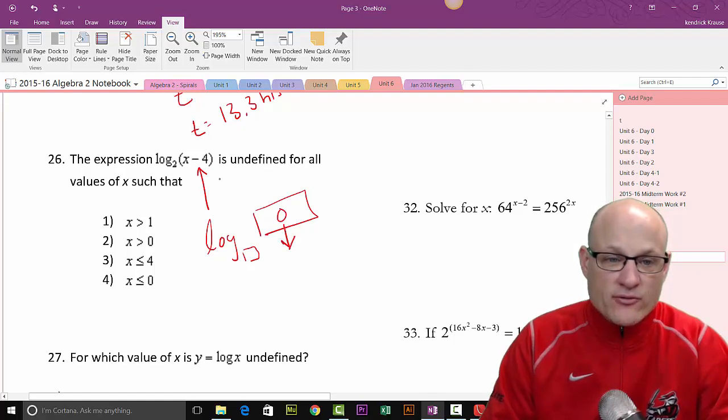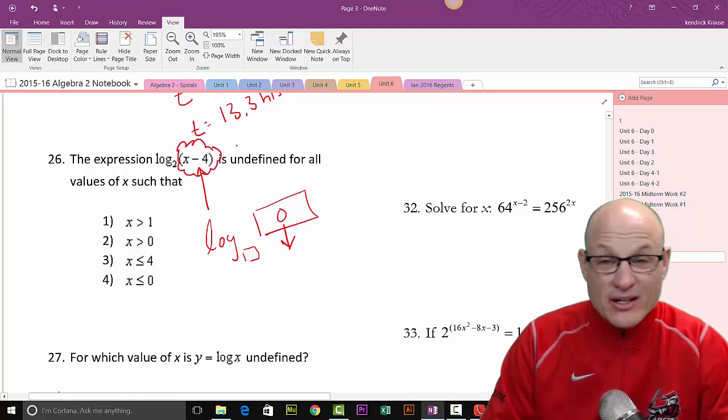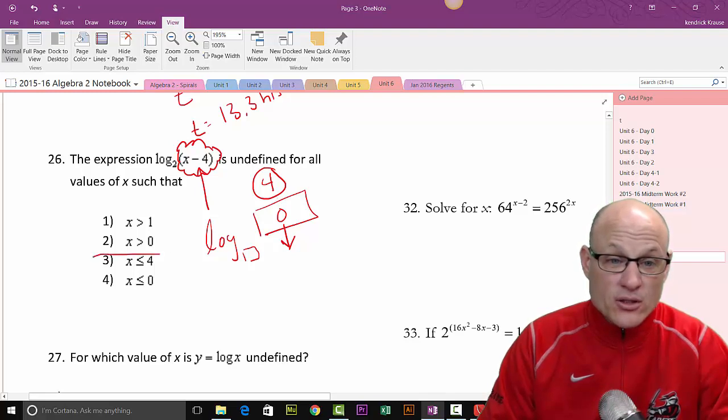So what you got to ask yourself is kind of like a fraction here. What would make this equal to 0? It's kind of like the denominator of a fraction. What would make this equal to 0? And the number that would make this equal to 0 is 4. So if you had anything that's less than 4 or equal to 4, it's going to be 0 or negative, and we don't want that. So less than or equal to 4. All right, so it's undefined for all values less than or equal to 4.